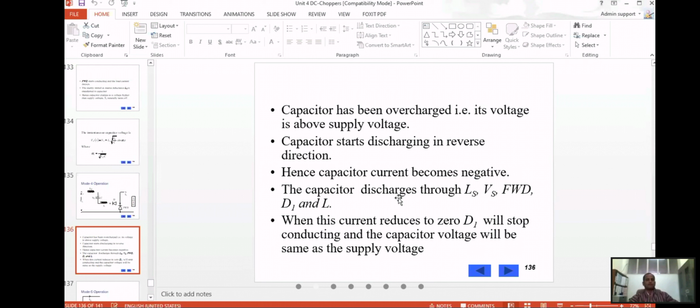The capacitor will discharge through Ls, the source inductance, Vs, the freewheeling diode D1 and L. When this current reduces to 0, D1 will stop conducting, and the capacitor voltage will be the same as the supply voltage, because initially, when the capacitor was overcharged, the voltage was above the supply voltage.